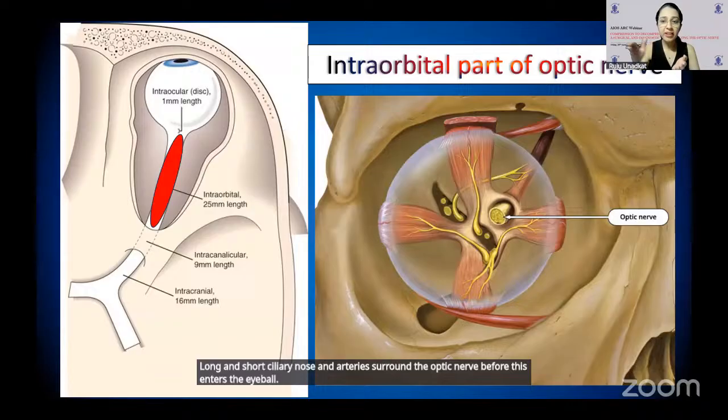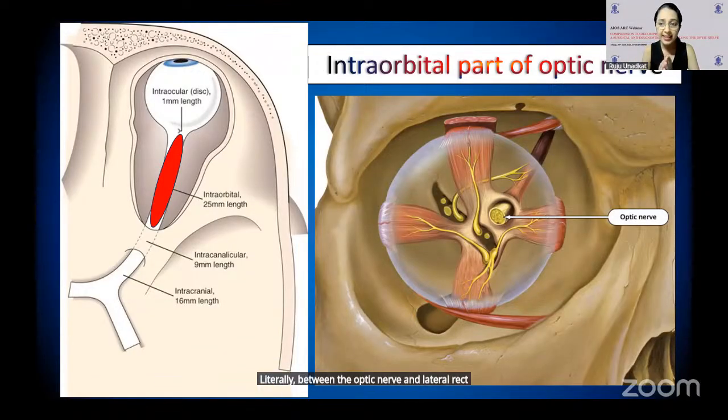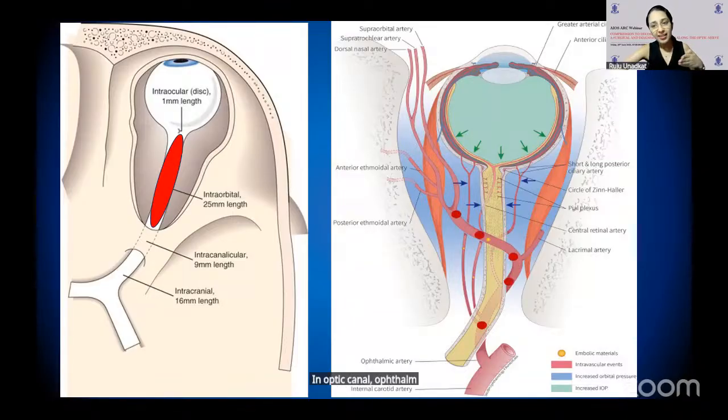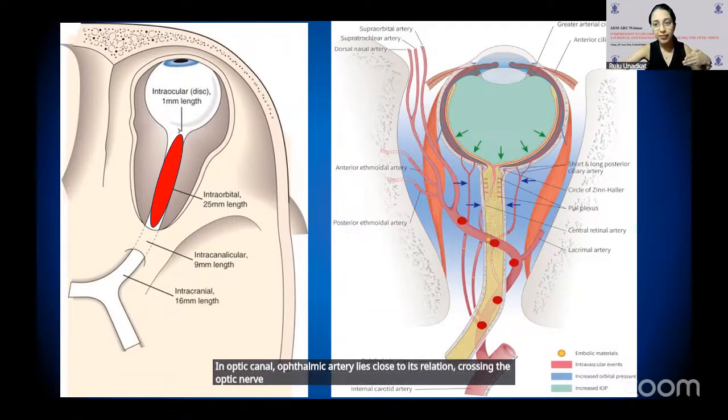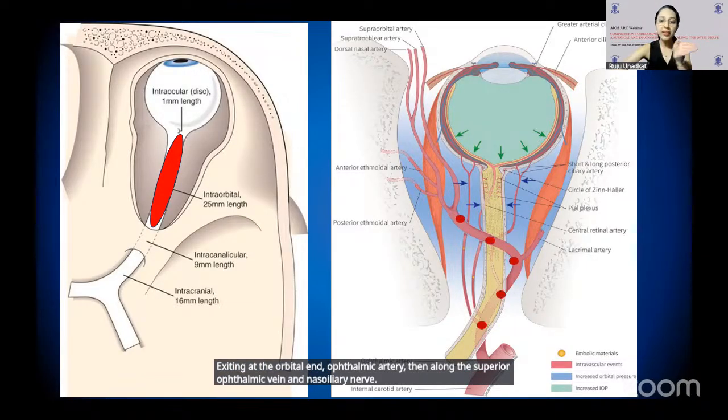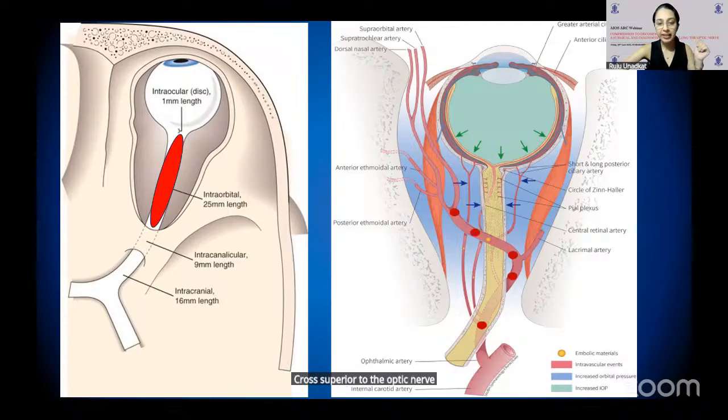Laterally, between the optic nerve and lateral rectus lie the ciliary ganglion, branches of the oculomotor nerve, nasociliary nerve, sympathetic fibers, and abducens nerve. In the optic canal, the ophthalmic artery lies close in relation, crossing the optic nerve inferiorly from medial to lateral within the dural sheath, exiting at the orbital end. The ophthalmic artery then, along with the superior ophthalmic vein and nasociliary nerve, crosses superior to the optic nerve from lateral to medial.